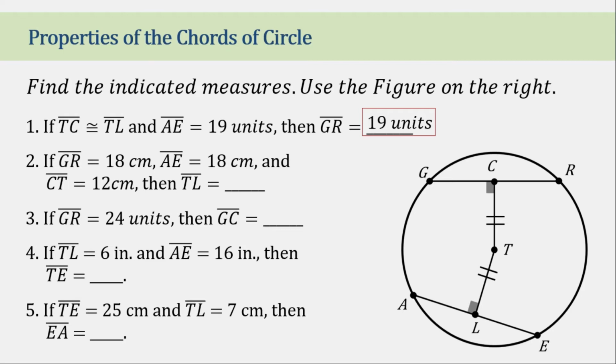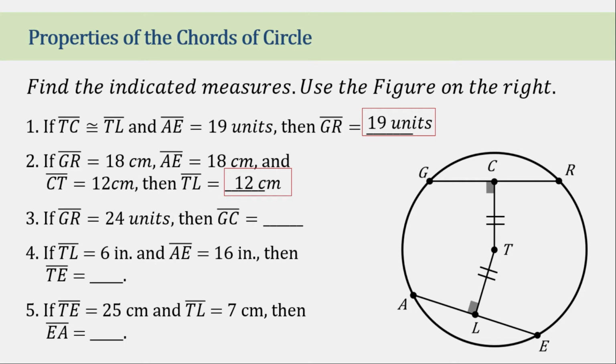Now on number 2, GR measures 18 centimeters and AE measures 18 centimeters as well. What does that given tell us? It tells us that the chords are congruent. And if the chords are congruent, they are equidistant from the center, meaning they have the same distance from the center. So technically, if CT is 12, it is safe to say that TL is also 12. So the answer for number 2 is 12 centimeters.